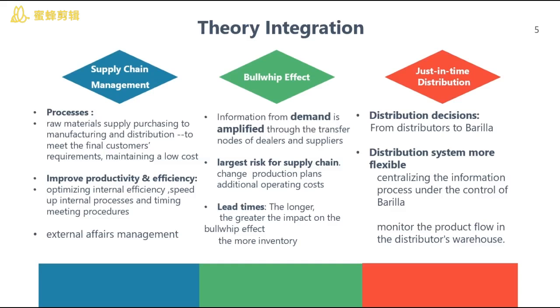The last one is just-in-time distribution. This changes the distribution decisions from under the control of the distributor to Barilla. The distribution system becomes more flexible. It could centralize the information process under Barilla and monitor the product flow in the distributors' warehouses.